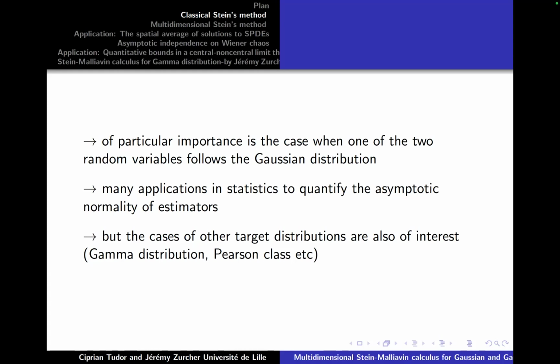This has many applications in statistics, for example, because you always have some estimator which is asymptotically normal, but you have to quantify how far or how close the distribution of the estimator is from the limit law. This is the case of the normal approximation, but there are also other distributions of interest. For example, today we will also discuss the gamma distribution, and there are others, like the so-called Pearson class and so on. There is a vast literature on Stein's method, and many distributions have been treated.